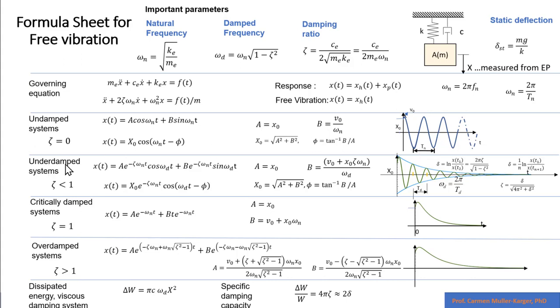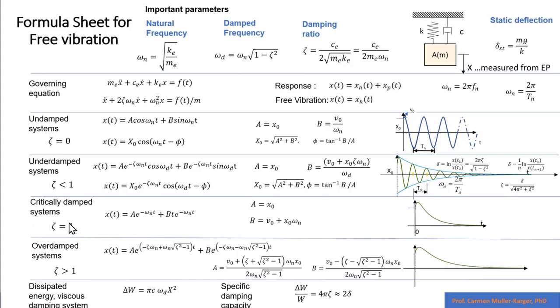Then we have the underdamped system, where zeta is less than 1, and we found that the response is also a harmonic function, but the amplitude diminishes over time with an exponential. The system vibrates at its damped frequency, and we had the concept of logarithmic decrement, which is a measure of how the amplitudes diminish over time. And also it measures the damping of the system.